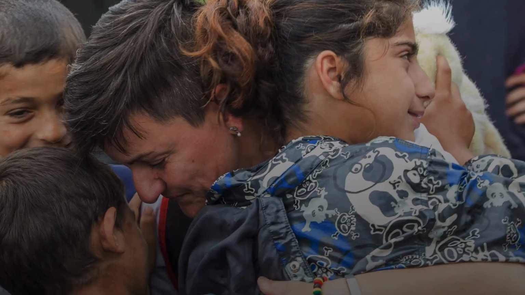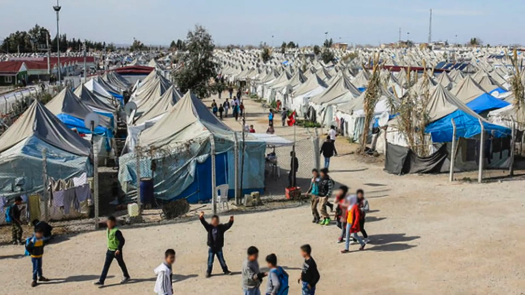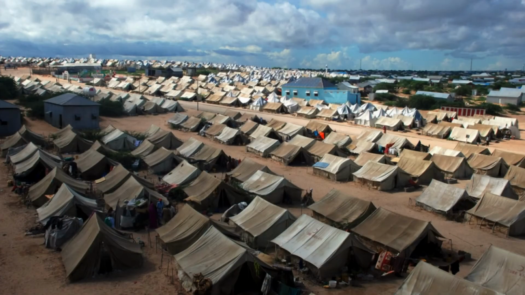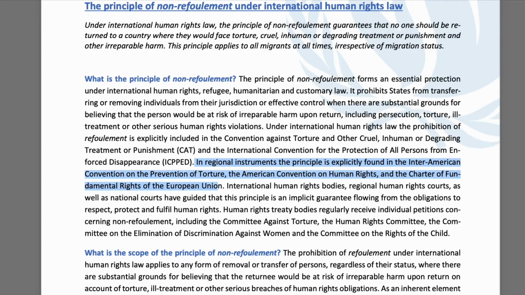serious human rights violations. Under international human rights law, the prohibition of refoulement is explicitly included in the Convention Against Torture and Other Cruel, Inhuman, or Degrading Treatment or Punishment and the International Convention for the Protection of All Persons from Enforced Disappearance. In regional instruments, the principle is explicitly found in the Inter-American Convention on the Prevention of Torture, the American Convention on Human Rights, and the Charter of Fundamental Rights of the European Union.